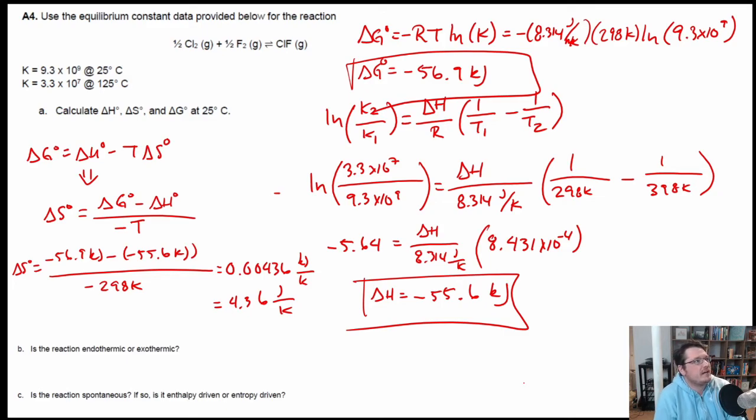But yeah, so you get those right there. You have the delta H value, which you calculate using the Van 't Hoff equation. You get the delta G value by using delta G naught is equal to negative RT natural log of K. And then once you know those two, you can calculate what delta S is in that scenario. So now B: is the reaction endothermic or exothermic? Exothermic, because delta H is negative, so it's releasing heat. C: is this reaction spontaneous? Yes, because delta G is negative. If so, is it enthalpy driven or entropy driven? It's driven by both of them.